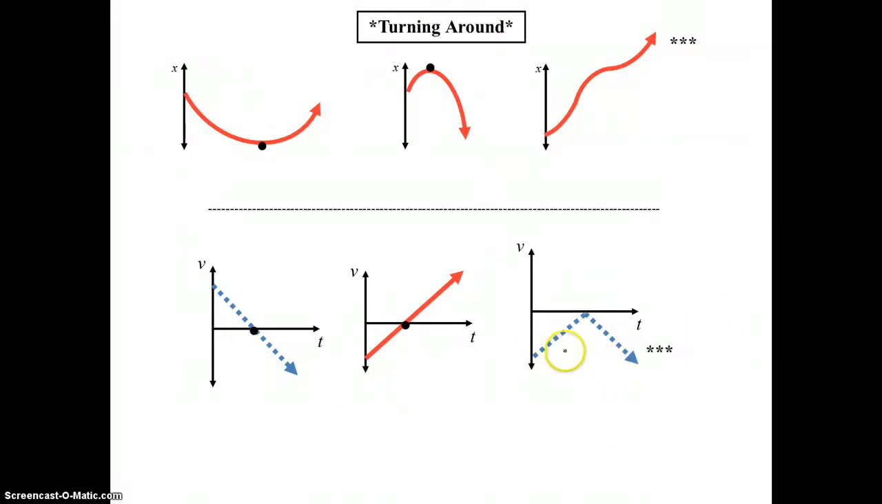This is not an example of turning around, but it's a common mistake. Students think it's turning around if you're not thinking about what's going on. Another way to think about this is all these velocities are negative.